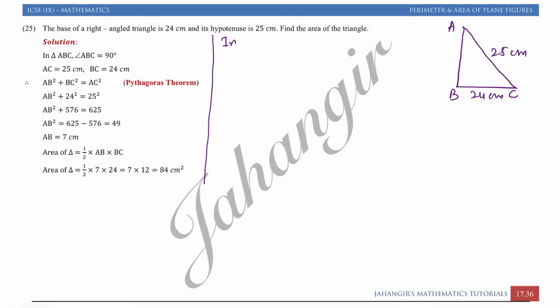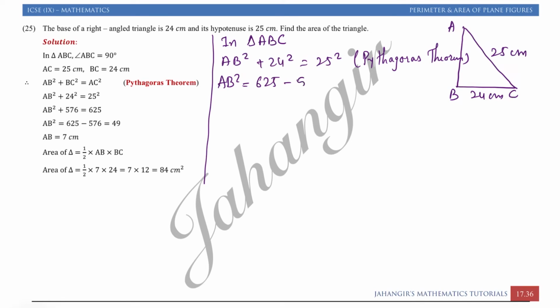So we will take triangle ABC. So we can say AB square plus 24 square is equal to 25 square. This is by Pythagoras theorem. So therefore AB square is equal to 625 minus 576, which is equal to 49. So therefore AB is equal to 7 centimeter. So once you get AB as 7 centimeter, we can find area of triangle.